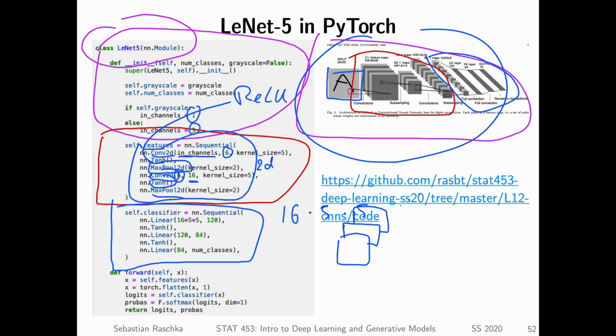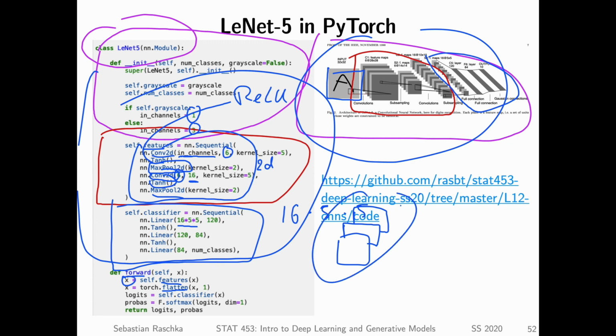So the classifier expects a vector, right? So the dimensionality would be 16 times 5 times 5. What we have to do is flatten the output from features. Again, in this part at the top here, I'm just defining things, and in forward, I'm actually calling them. So I'm calling the features first, which will return these feature maps. And then I'm flattening the feature maps such that they are a vector. And then this vector here is passed into the classifier.